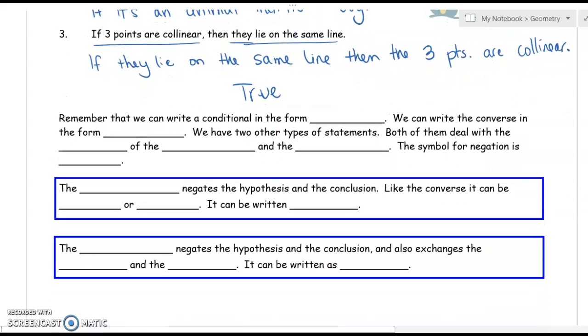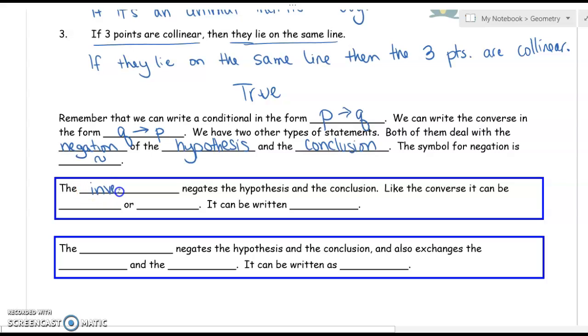All right, we've got a couple others to learn. Remember that we can write the conditional in the form if P then Q. We can write the converse in the form if Q then P. We have 2 other ones. Both of them deal with the negation of the hypothesis and the conclusion. The symbol for negation is kind of this squiggle sign.